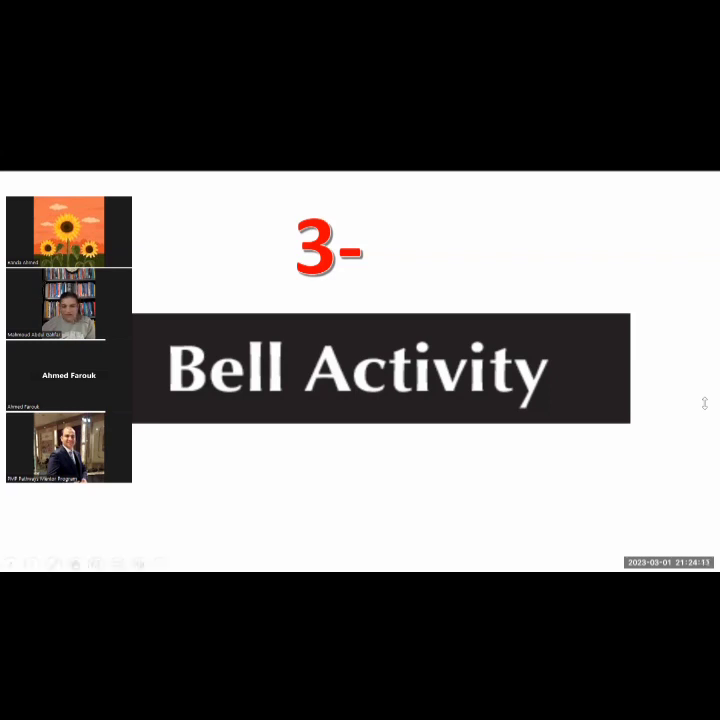The third activity is called the bell activity. For example, if all of us are teachers of English, and sometimes you have an English class after the break, during the break all the students are playing and jumping, running, walking, chatting, eating, and they come to the classroom very exhausted, and you don't know how to make them pay attention or focus on your class. So how can you do this? You use this activity, which is the bell activity.